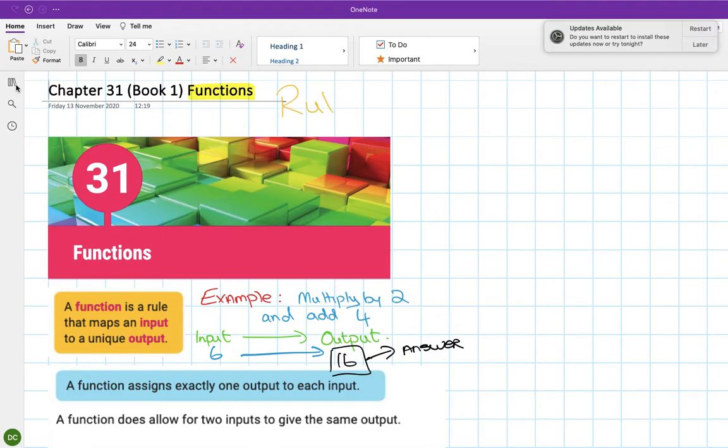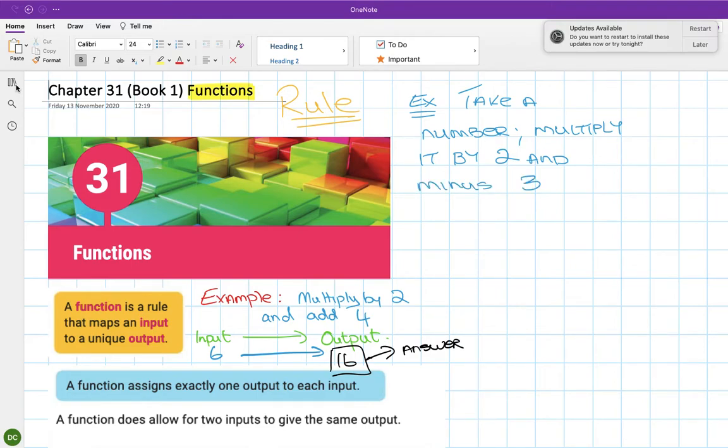A function is just a rule. So it tells you something to do with a number. For example, it might be: take a number, multiply it by 2 and minus 3. Okay, so that's a rule. We take a number, we multiply it by 2, and we minus 3. Now, that's the rule written in English.